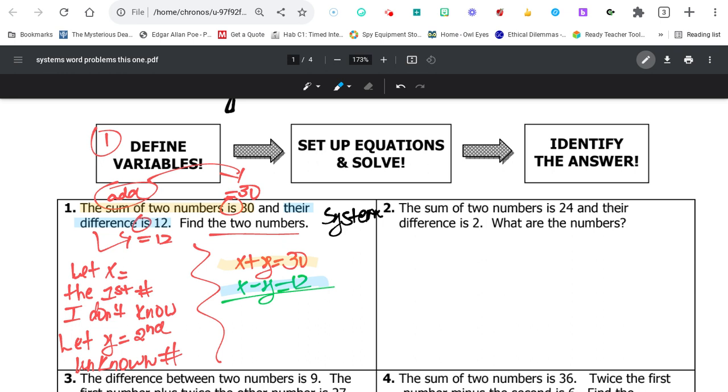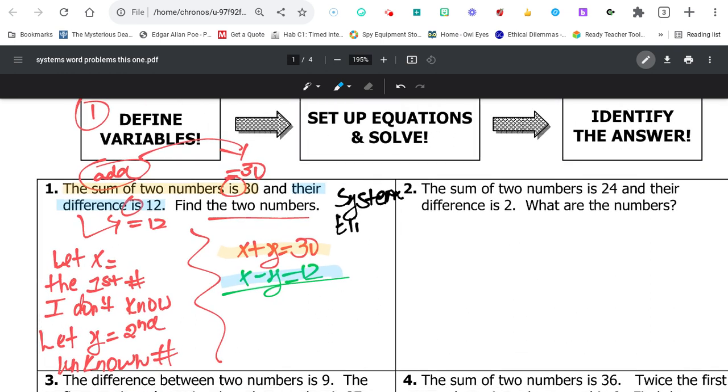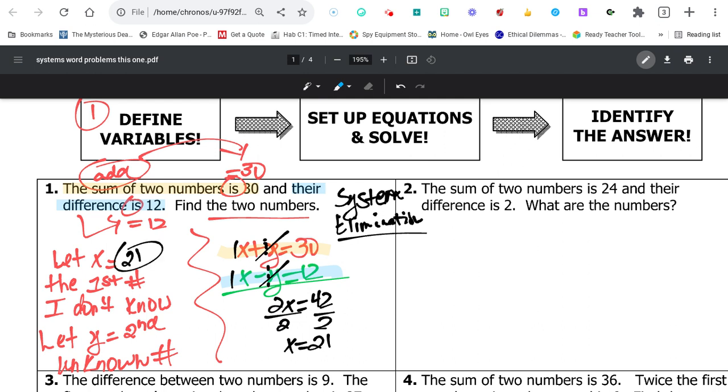All right, so just looking at this, I see that the easiest thing to use is elimination because I already have y coefficients that are opposites. That's a positive 1y and that's a negative 1y. If I use elimination, those will cancel. And 1x plus 1x is 2x, so I have 2x equals 42. Divide both sides by 2, and I know that the first number I don't know is 21.